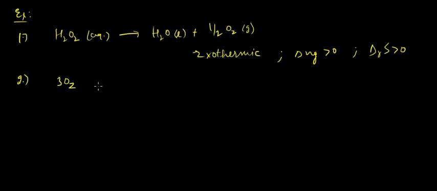Next, let us see this reaction. 3 moles of O2 gas converts into 2 moles of ozone. So in this reaction delta Ng is negative and delta S would be less than 0.